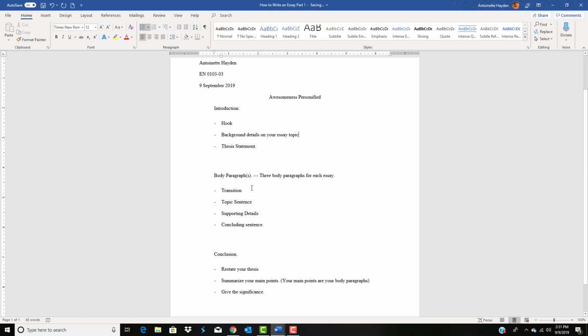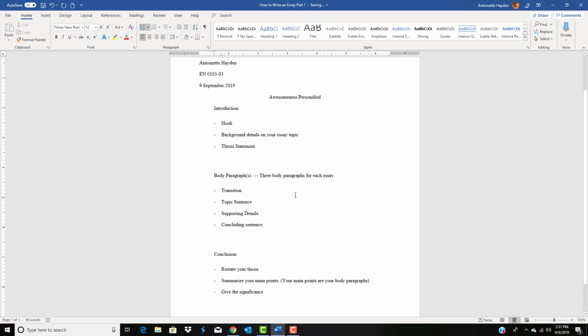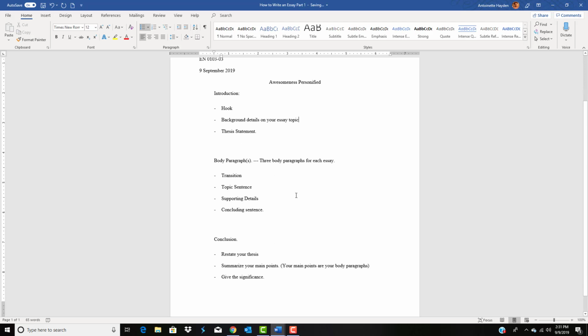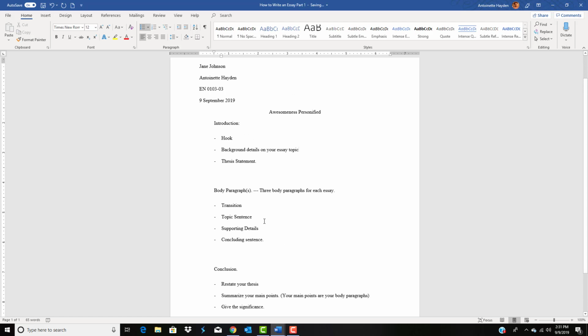For every essay you'll do in this class, you'll have at least 3 body paragraphs. And then you'll have your concluding paragraph, which will restate your thesis, summarize your main points, and give the significance. Right. So, in essence, you'll be writing a 5-paragraph essay. So, 1 introduction, 3 body paragraphs, and a conclusion for a total of 5 paragraphs total.